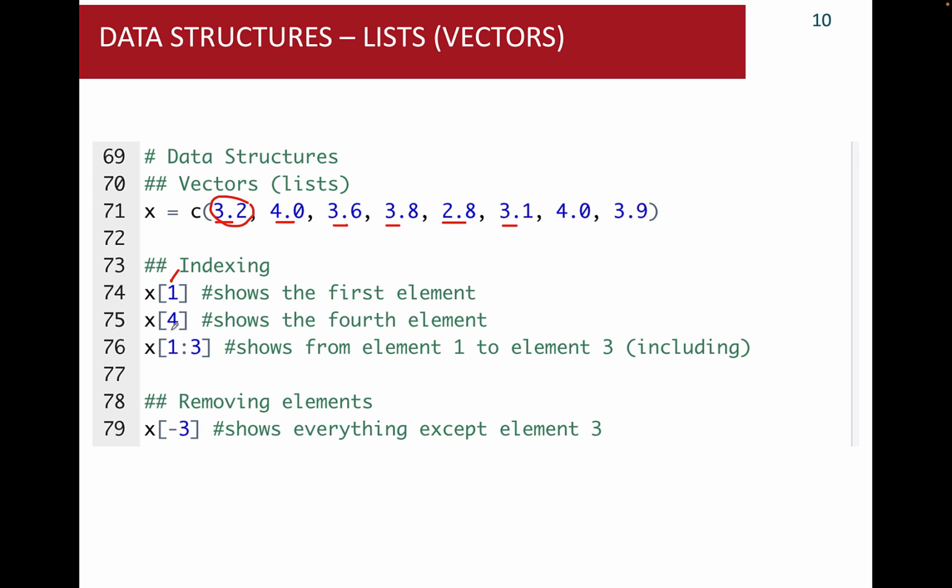If I say x[4], that basically tells R I want to retrieve the fourth element, which is going to be the value of 3.8. I can even retrieve more than one element, for example, from 1 to 3, using the colon. So for example, that would retrieve 3.2, 4, and 3.6. I can go further and even eliminate an object by using the minus sign. So x[-3] basically eliminates the third object, so it gets rid of that.